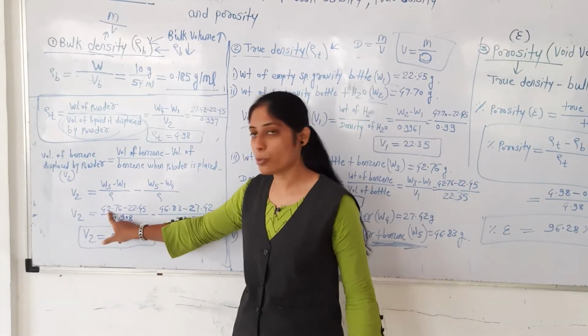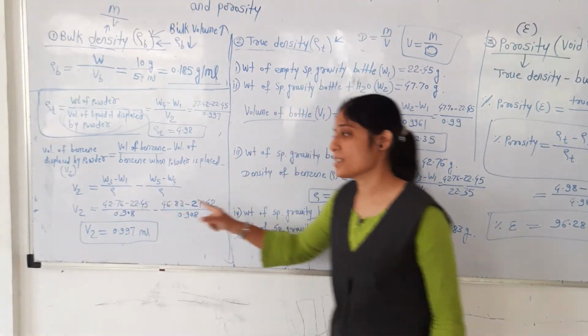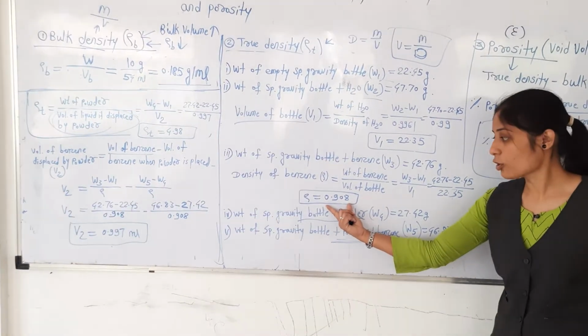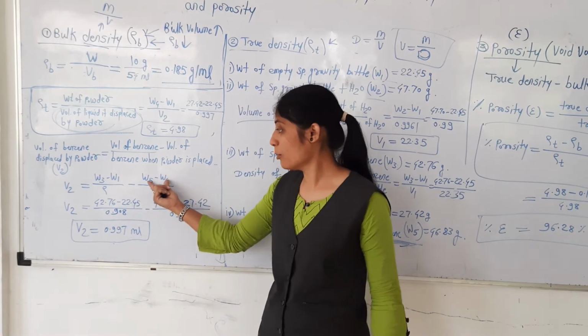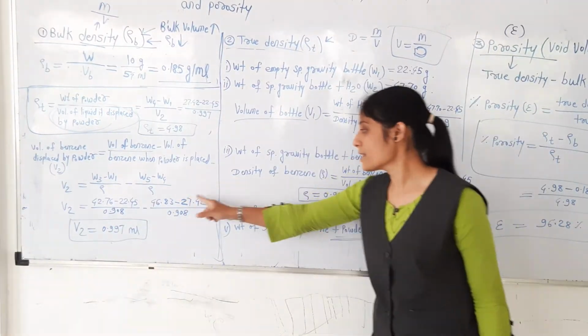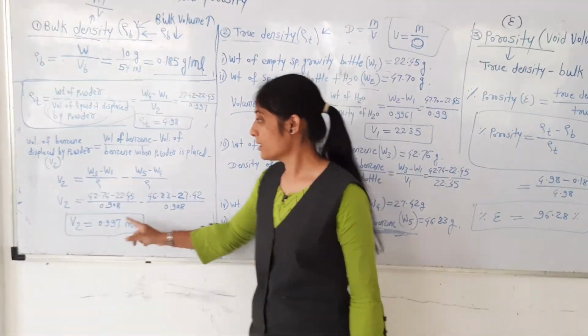W3 is 42.76, W1 is 22.45, and the density of benzene, which we can calculate, is 0.908. Here we put in this value. Then again W5 is 46.83 and W4 is 27.42. After that we can determine V2.